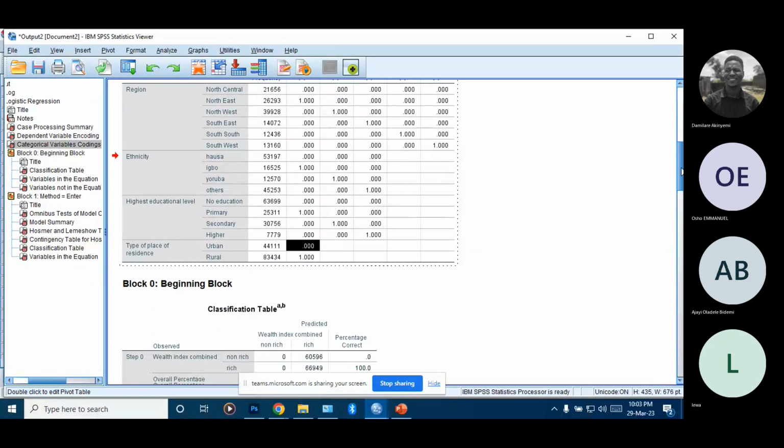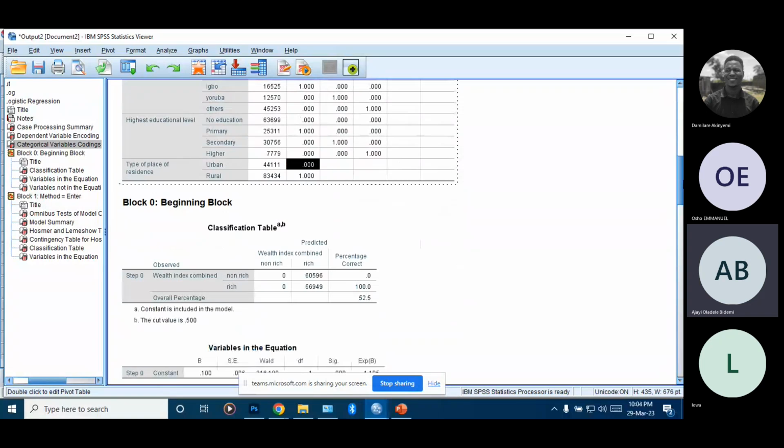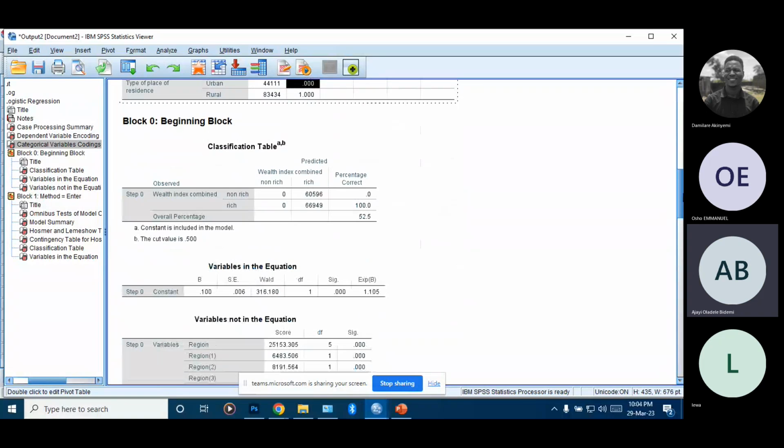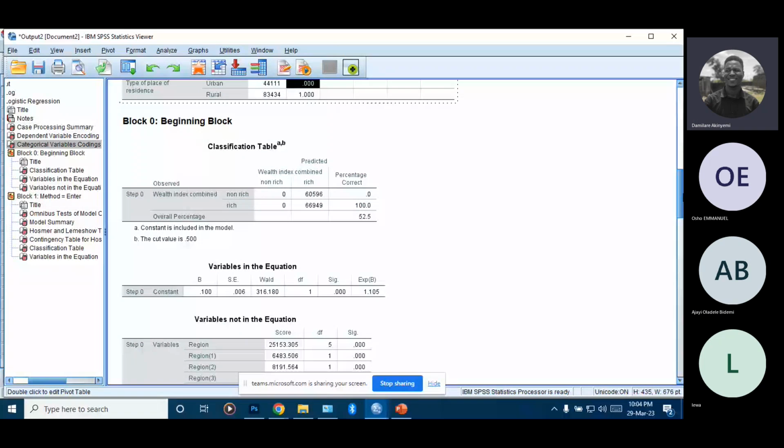Okay, now for block 0, can we still see my screen? Are you following me? Yes, I can see your screen, sir. All right, thank you.